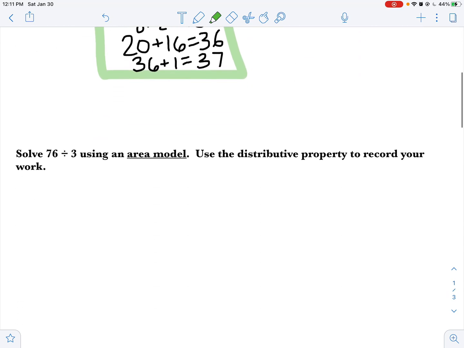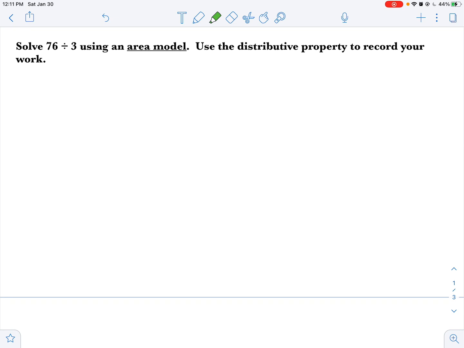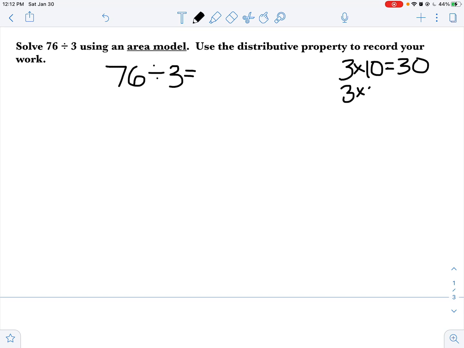Let's take a look at another one. 76 divided by 3. So I'm going to use 76 divided by 3. And I'm going to think again in terms of rectangles. What factors or multiplication facts can I think of that I know really well? And I'm going to go with tens. I'm going to try to think of how many tens or sets of tens I would need to get as close to 70 as possible, right? So if I think about that, I've got 3 times 10, that's going to be 30. And you can do this on your paper. You can list these tens you know.